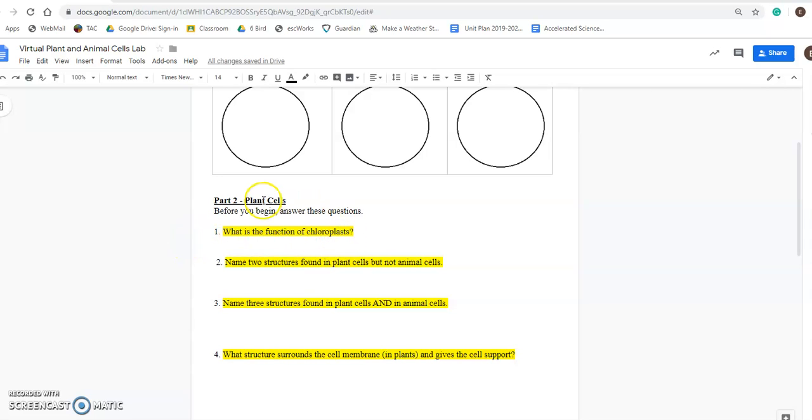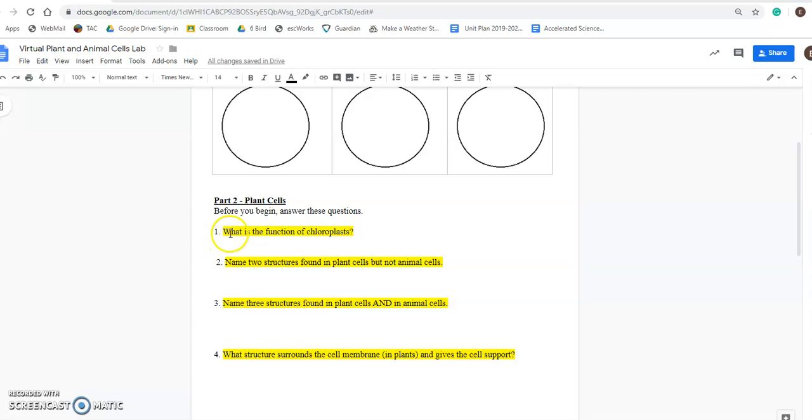You are now listening to part 2, plant cells, of the virtual Plant and Animal Cells lab. Make sure that you have already completed part 1 before you begin this tutorial. We're now going to look at plant cells. Before you begin, you need to answer these questions. Use your worksheet to provide the answers.